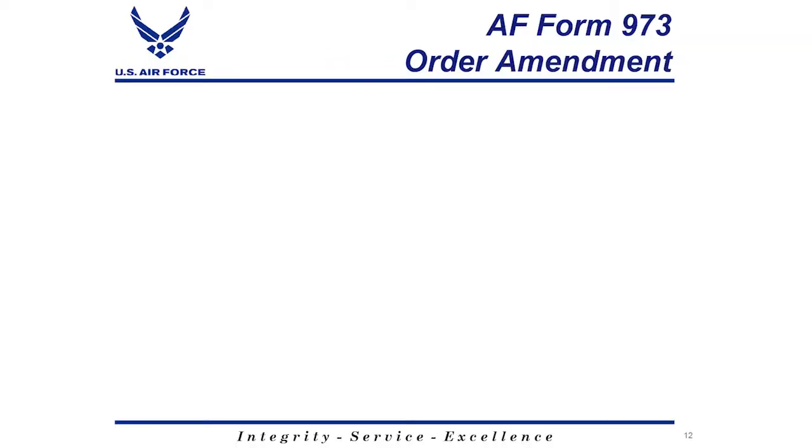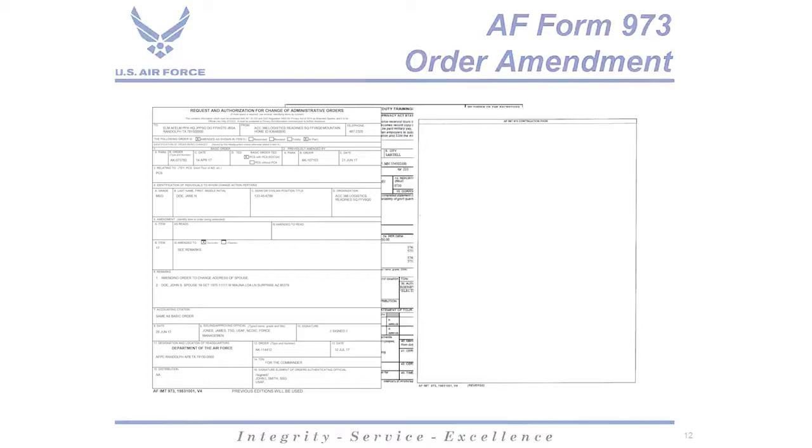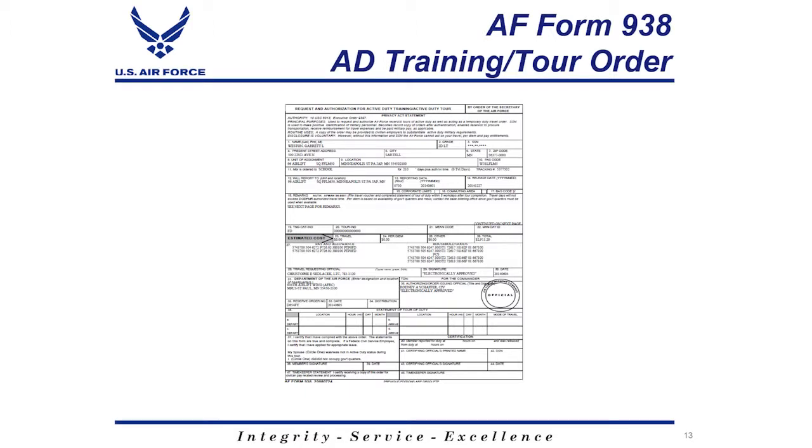This is an Air Force Form 973, and it is used to make official changes to permanent change of station, the Air Force Form 899 and the Dependent Travel Order Air Force Form 937. Here we have an example of the active duty training and/or active duty tour order on Air Force Form 938.